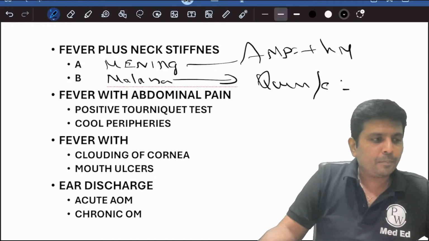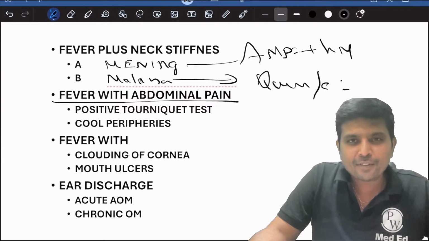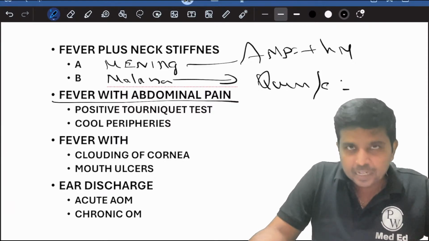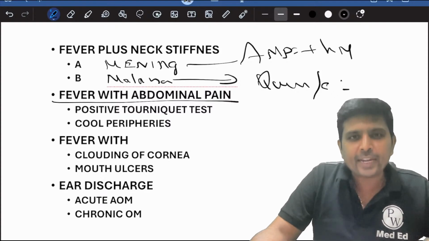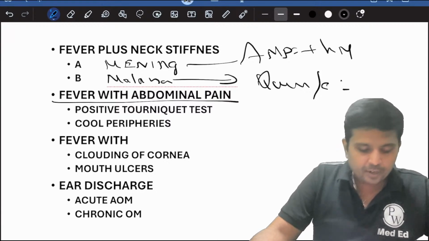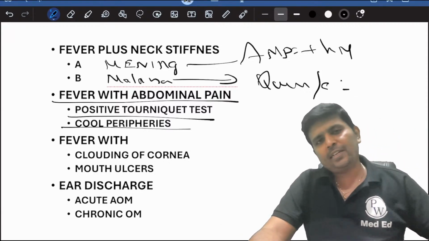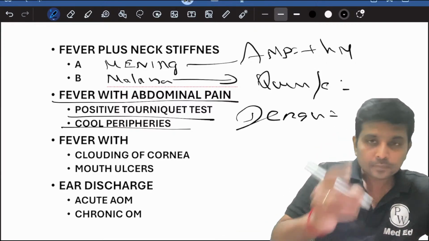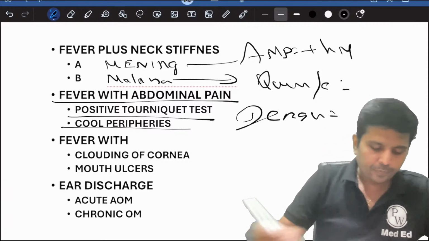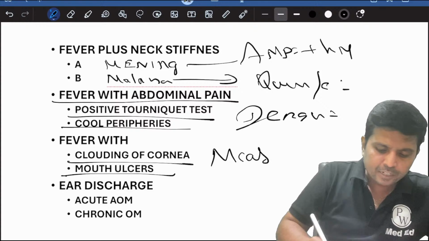Fever with abdominal pain, what does it mean? Previously, IMNCI did not include dengue. Right now, IMNCI has included dengue in the differential diagnosis when any child presents with fever. And remember, positive tourniquet sign and cool peripheries: whenever a child presents with them, you need to rule out dengue.